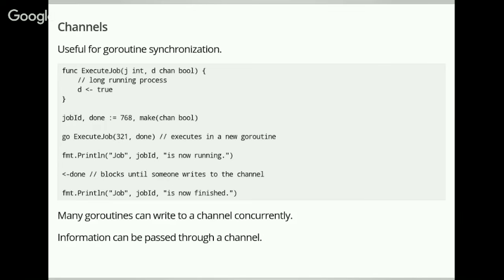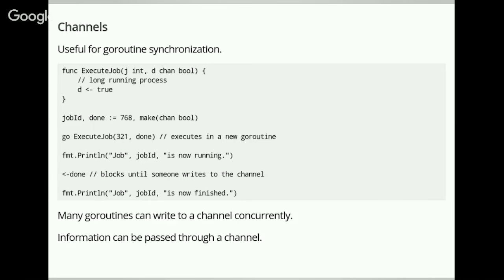Then we're going to execute this job and pass it this channel, so the job knows about the channel. Then we're just going to print, just like before, the job is now running. And then we have this arrow thingy before the done. That's basically wait on a channel. So the program is now blocked right there where the arrow with the done thing is, and it won't continue until someone writes to that channel. So it's reading, it's pulling out a value, but it won't continue until it has something.